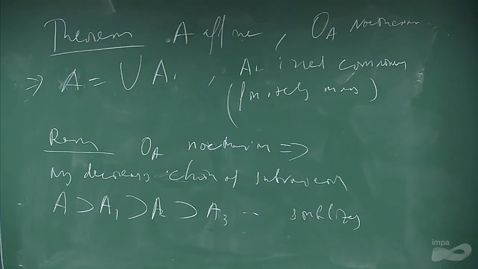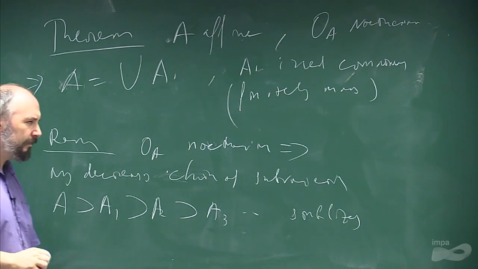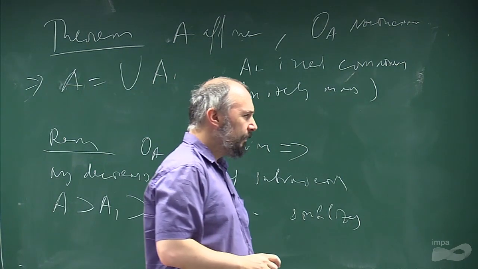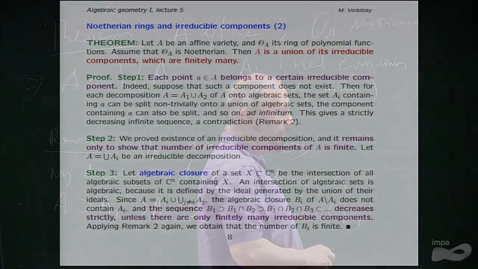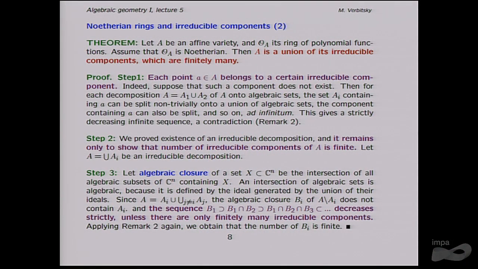For each point a inside this big A, there exists an irreducible component containing a. Okay, so suppose it's not true.